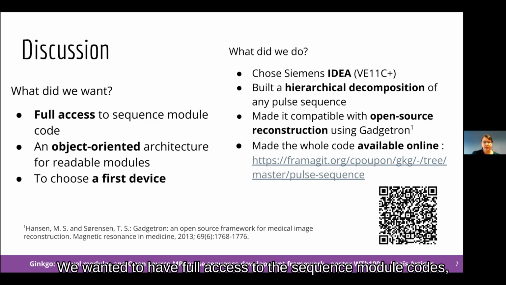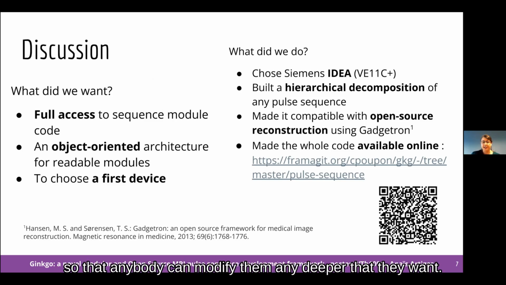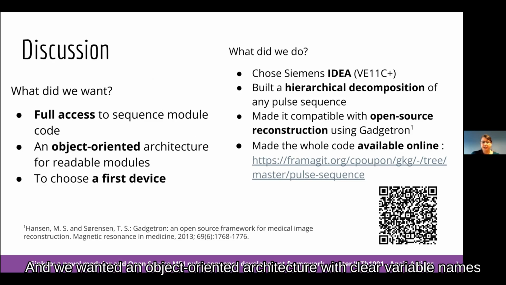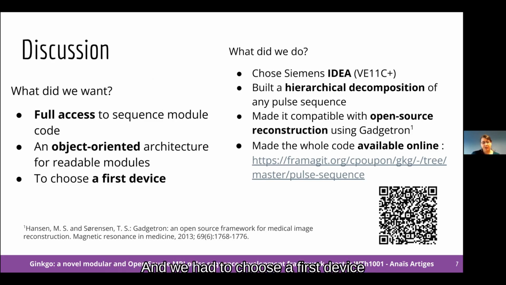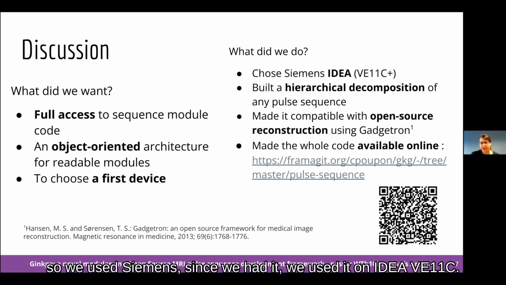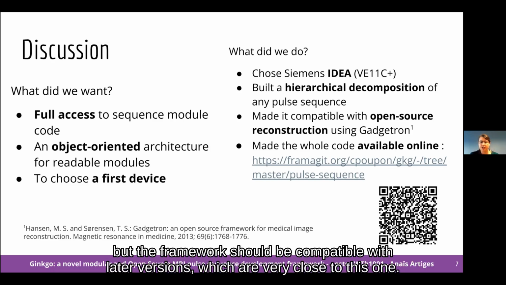We wanted to have full access to the sequence module code so that anybody can modify it as deeply as they want. And we wanted an object-oriented architecture with clear variable names that is very readable for people who don't really know the framework, so that it is easy to handle. And we had to choose a first device. So we used Siemens, and we used it on IDEA VE11C, but the framework should be compatible with later versions, which are very close to this one.